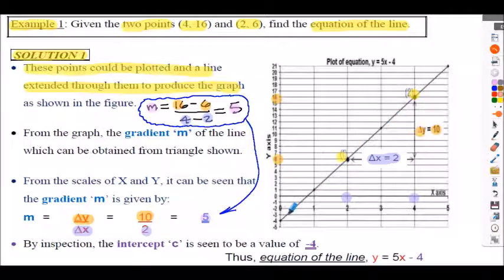To find the intercept for this line, we simply look where the line crosses the vertical axis, and obviously it crosses here at -4. So the intercept in this case is -4. So now writing the equation of the line down in the form y equals mx plus c, the equation would be y is equal to 5x minus 4. So now we've evaluated the equation of the line using our graphical approach.